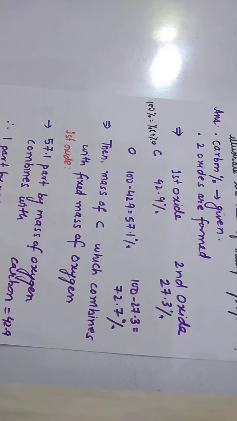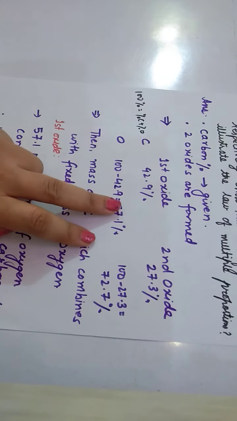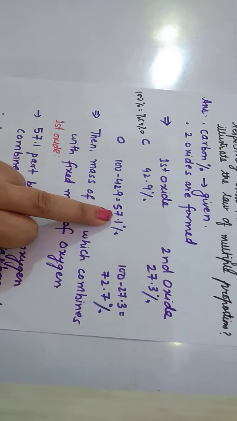So we have to find out the mass of carbon, and then find out the ratio between the masses of carbon. So here we need to find out 57.1 for carbon, and with the help of what? With the help of oxygen.